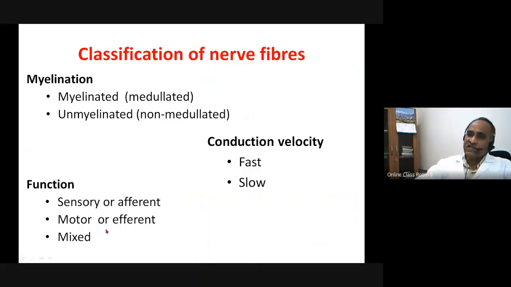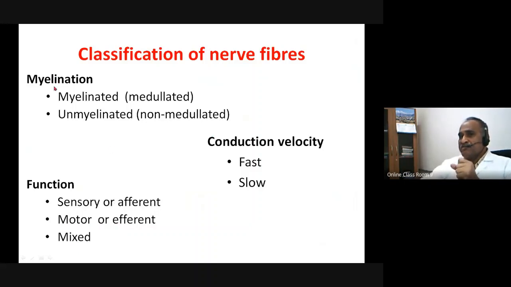Then according to the function, they are sensory, motor, or mixed. Usually, when supplying an organ, there is input and output, put together. So there are afferent nerve fibers and efferent nerve fibers. The afferent is similar to sensory, the efferent is similar to motor. And this is a mixed nerve.